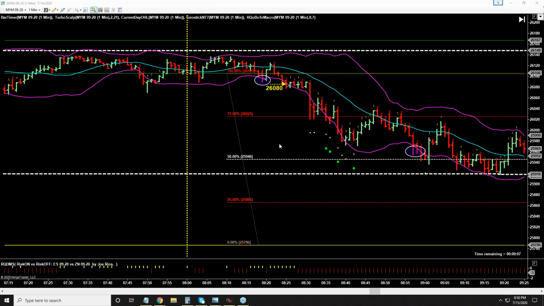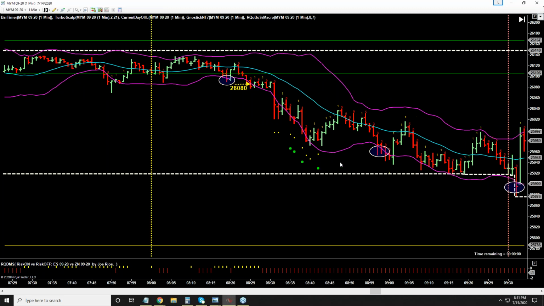I'm going to erase everything now. We're going to get on to the next trade. So the first trade out of the gate is a profitable one.